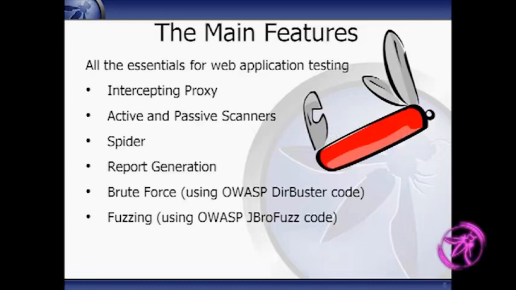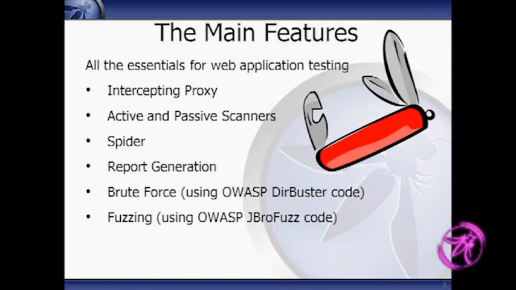So we've got an intercepting proxy, all standard stuff. So for any developers who are new to this, you just point your browser at Zap as a proxy, and then all the communication between your browser and your server goes via Zap, and then Zap can see what's going on. You can intercept things, you can change things, and Zap can do some nasty stuff on your behalf.